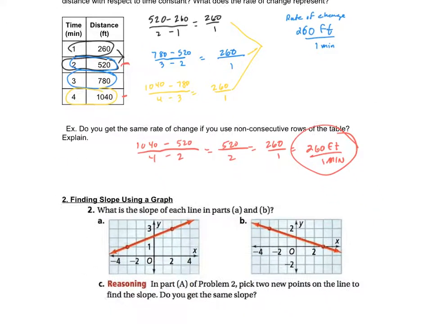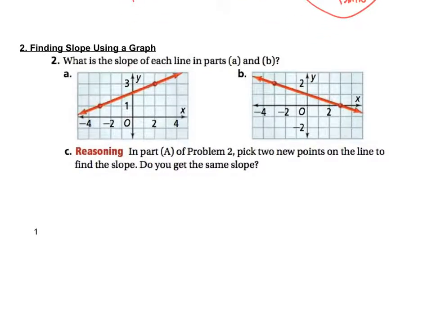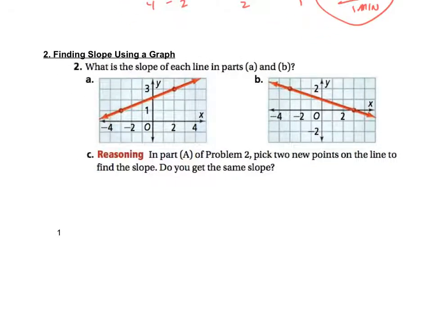Now, moving on to finding slope using a graph. Well, now we said that slope is going to be rise over run. And if you really want to think about that, that is the change in y over the change in x, and that is delta for change.